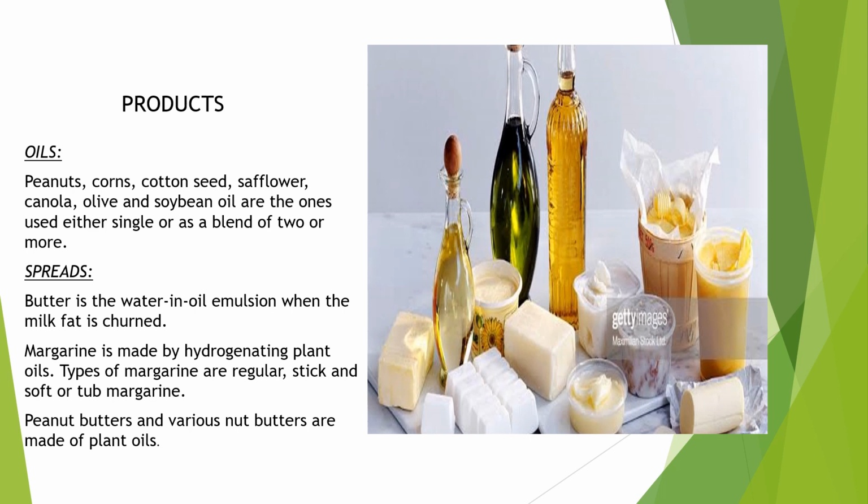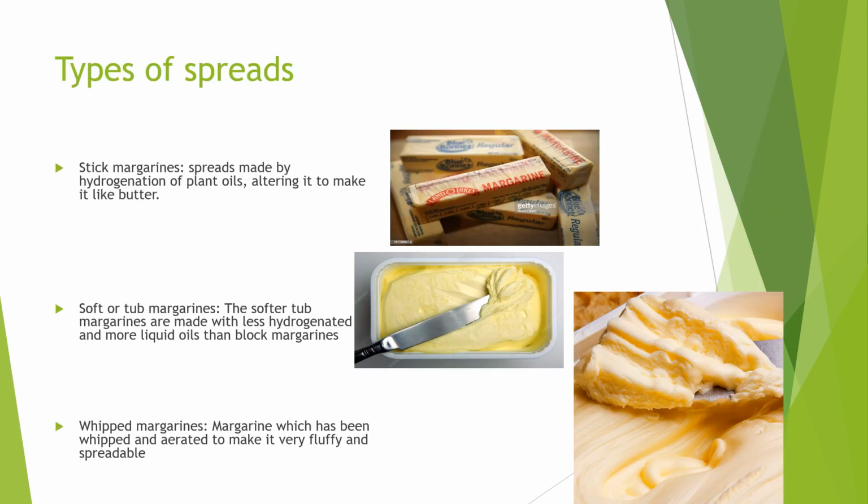Margarine is made by hydrogenating plant oils. The types of margarine are regular, stick, and soft, or tube margarine. Peanut butter and various nut butters are made of plant oils. As I've told you, the spreads can be of different types. Stick margarines and soft or tub margarines are prominent. Let's see what stick margarines are.